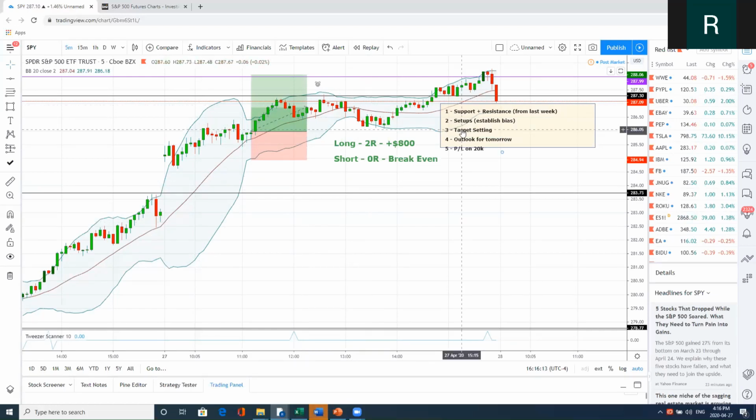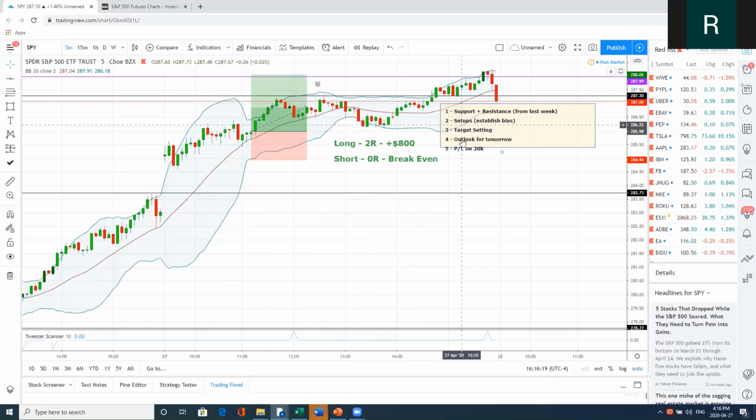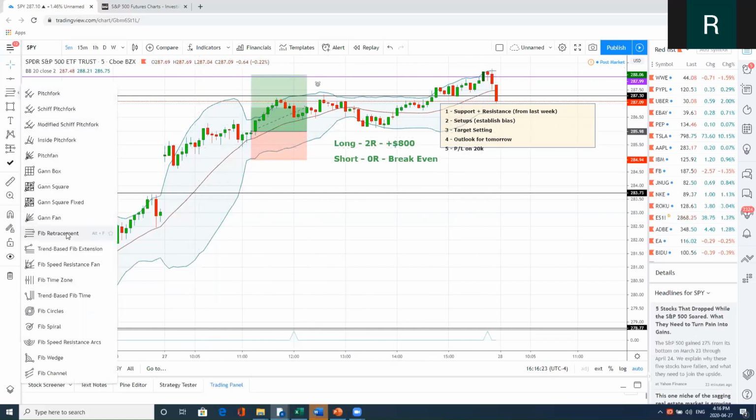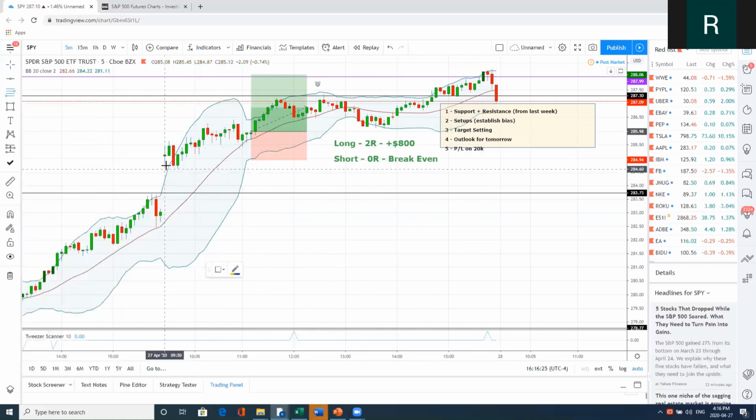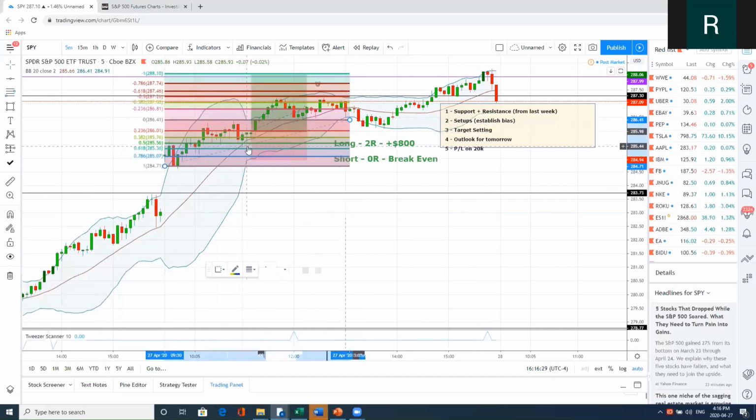In terms of target setting, just taking this long here and going for a 2R, you would have hit your 2. Or what you could have done, something that I like doing, is drawing up the fibs and using them as guidance for where your target should be. If we do a low to high, 50%, then we have our targets lining up, 50%, 618, 786. You could use these as guidance for where to get out.